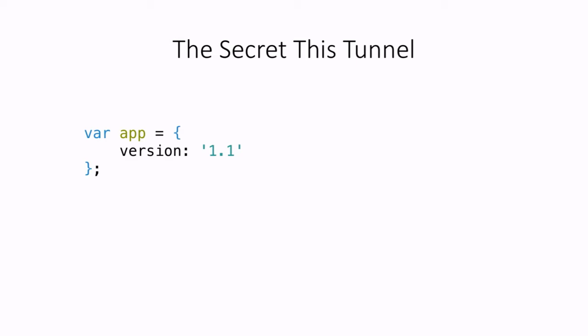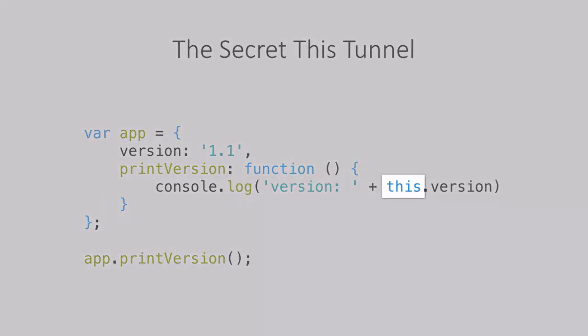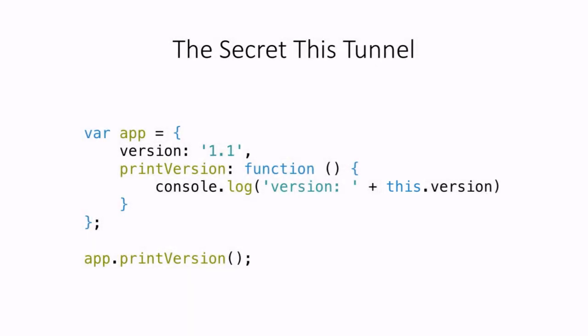Let's say that we have an app object, and on this app object we have a version property that contains our application's version number. And then let's also assume that we have a method called printVersion. It simply prints out the version information, grabbing the value, hopefully, from that version property. So if we call this printVersion method on our app object, somehow this is passed in so we can grab the version property. Well, how exactly is that happening?